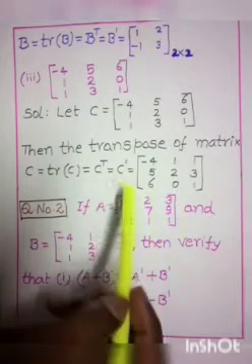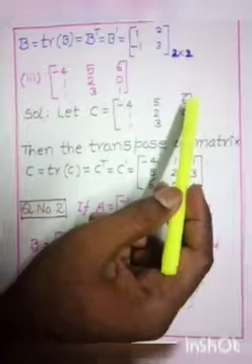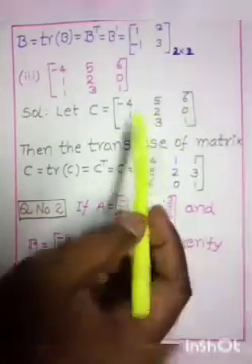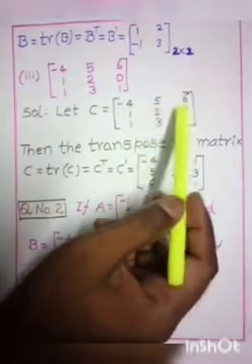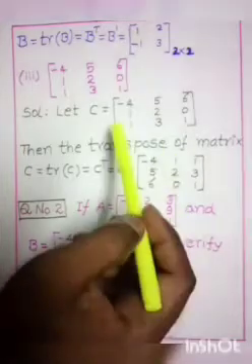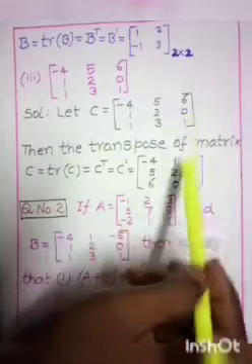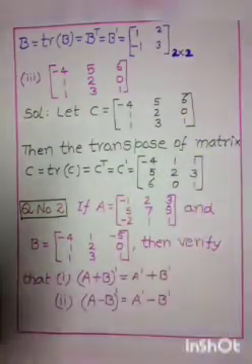Right. That is equal to, this is the first row, minus 4, 5, 6. We write this first row as first column, minus 4, 5, 6. Now come to the second row, 1, 2, 0. We write this second row as second column, 1, 2, 0. Now come to the third row, 1, 3, 1. We write this third row as third column. Understood, my dear children? Right.